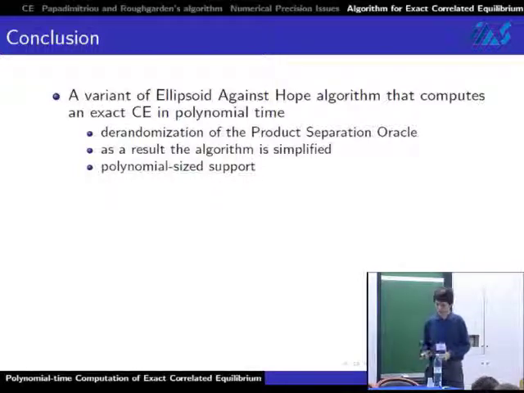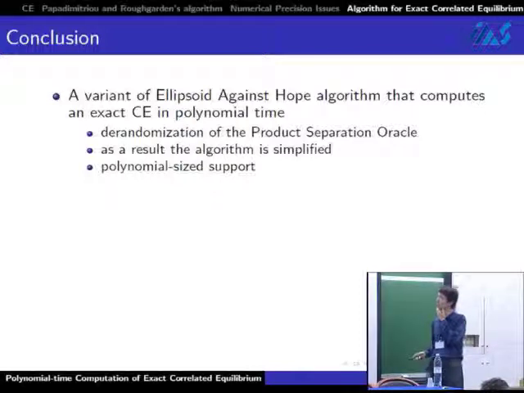I'll just conclude. We proposed a variant of the existing algorithm that computes exactly in polynomial time, and the key ingredient is derandomization of the original separation oracle into a pure strategy separation oracle. As a result, the rest of the algorithm is simplified, and we have certain other nice properties like polynomial size support.